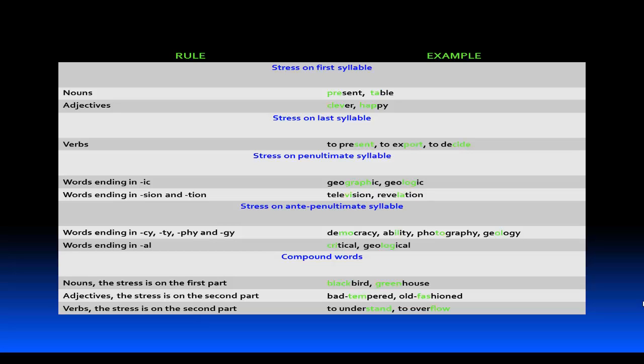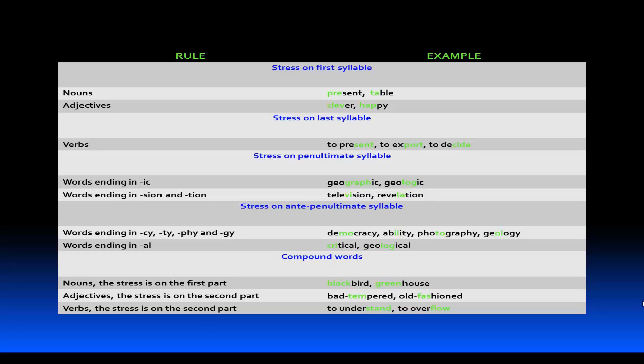A stress on the penultimate syllable: words ending in ic, geographic, geologic. Words ending in tion and sion, television, revelation. Stress on the antepenultimate syllable: words ending in cy, ty, fy, and gy: democracy, ability, photography, geology.